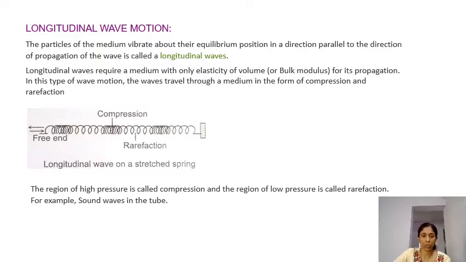Next one is longitudinal wave. In a longitudinal wave, the particles of the medium vibrate about the equilibrium position in a direction parallel to the direction of the wave. The particles vibrate parallel to the direction of the wave, and this is called a longitudinal wave. An example of longitudinal waves is sound waves in a tube, the sound waves which fill the tube.